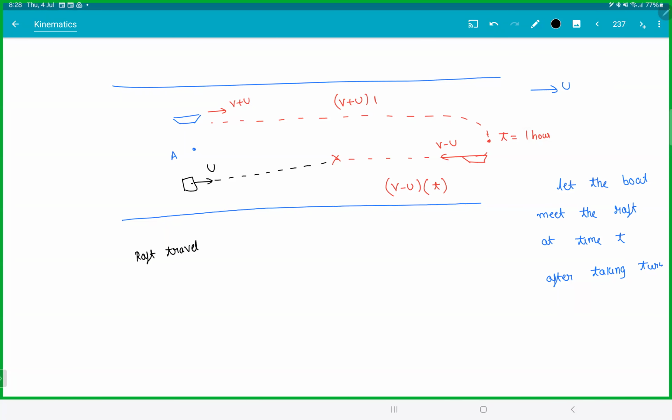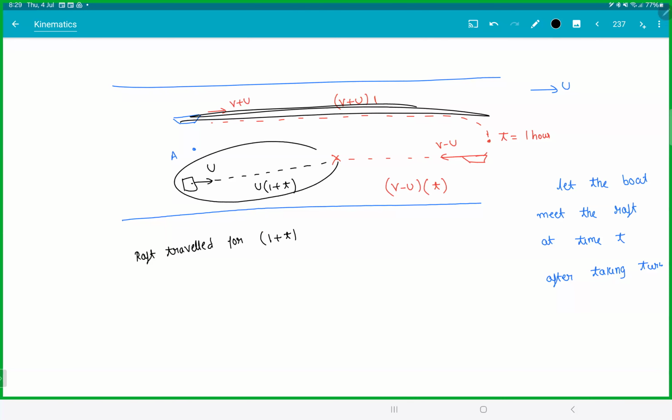The raft traveled for 1 plus T. It traveled for 1 hour plus the time T when the boat came back. So this distance will be U into 1 plus T. Is this making sense, everyone? Now we can clearly see this distance should be equal to this distance plus this distance.